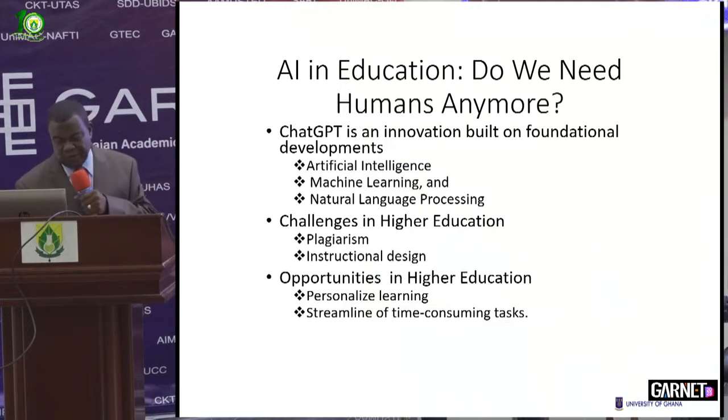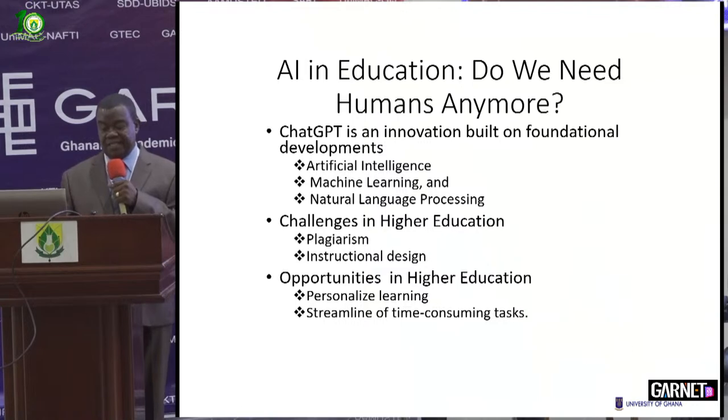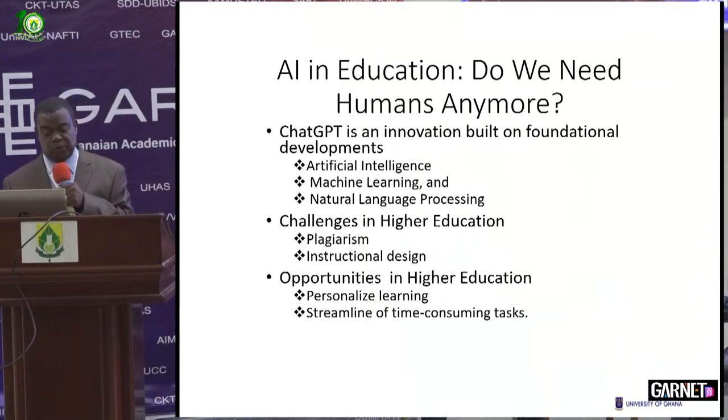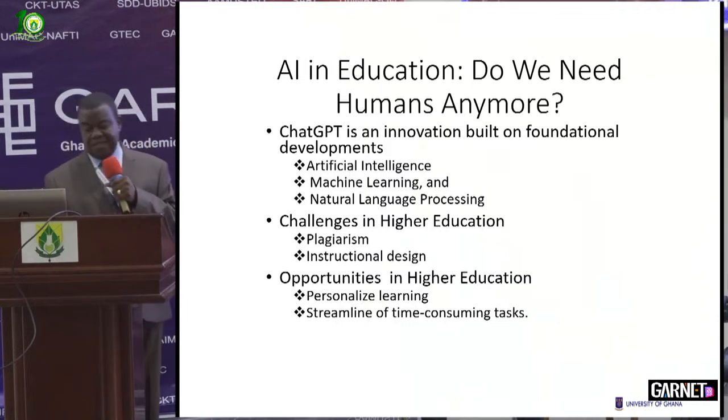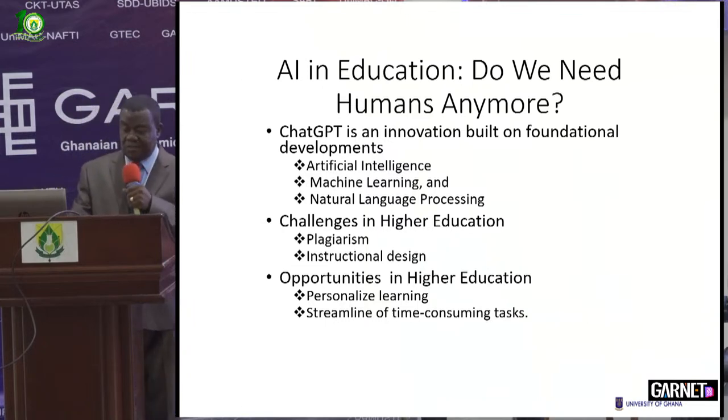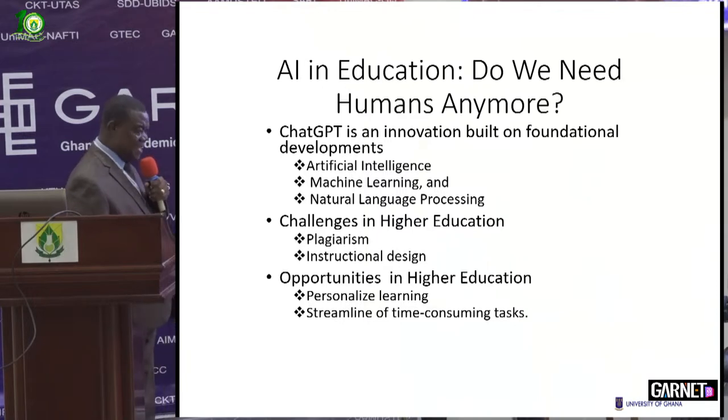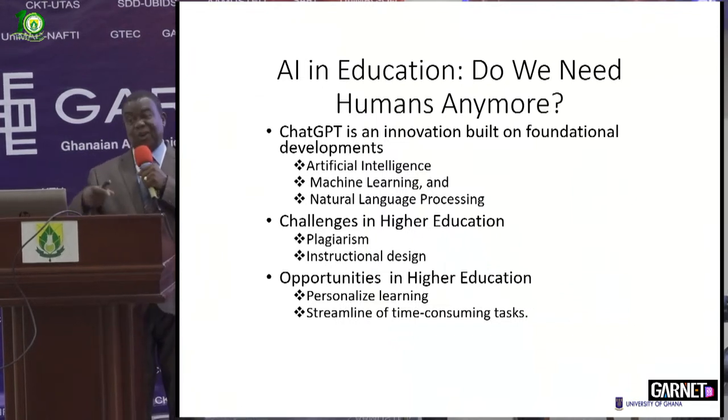ChatGPT is an innovation built on foundational developments. We can't run away from it. The foundational developments are AI, machine learning and natural language processing. But the challenge for us in institutions is plagiarism and instructional design. So we believe that students are cheating. Why are they cheating? If they acknowledge the source, will you call it cheating? All right?